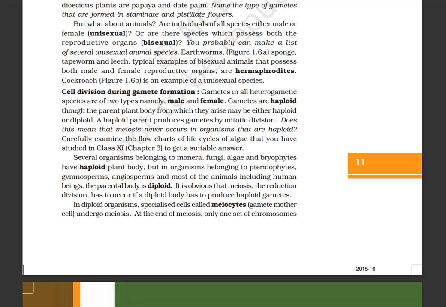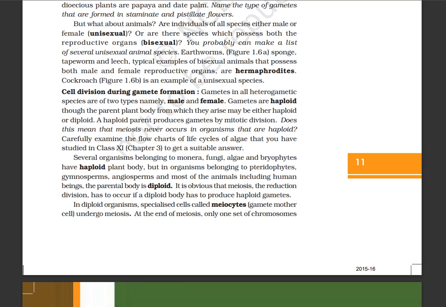But what about animals? Are individuals of all species either male or female, unisexual? Or are there species which possess both the reproductive organs, bisexual? You probably can make a list of several unisexual animal species. Earthworms, figure 1.6a, sponge, tapeworm and leech, typical examples of bisexual animals that possess both male and female reproductive organs, are hermaphrodites. Cockroach, figure 1.6b, is an example of a unisexual species.